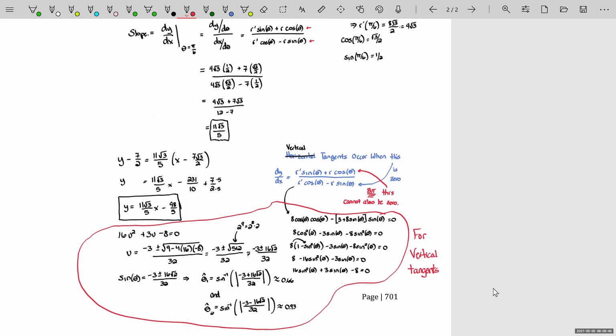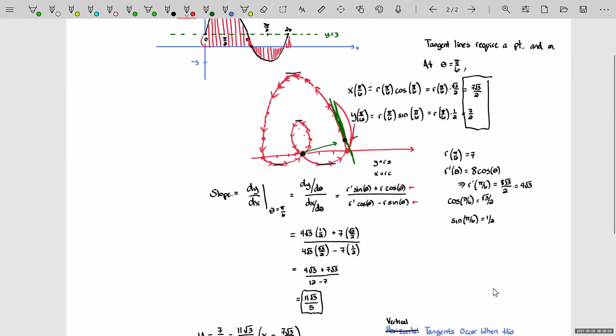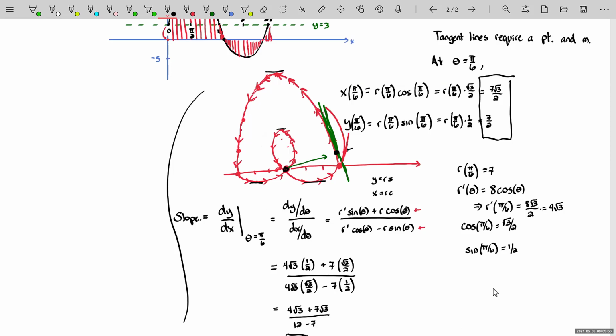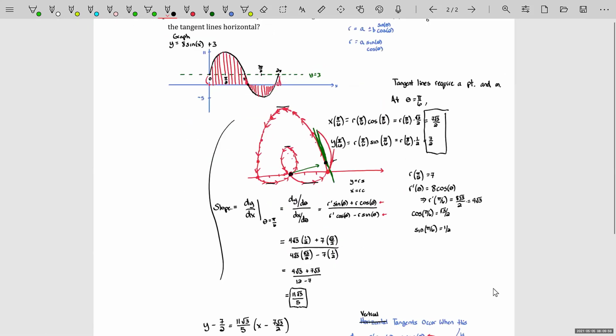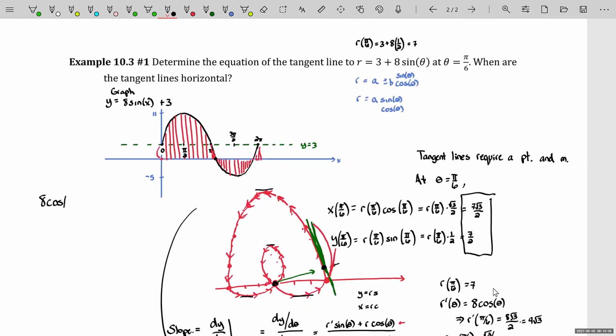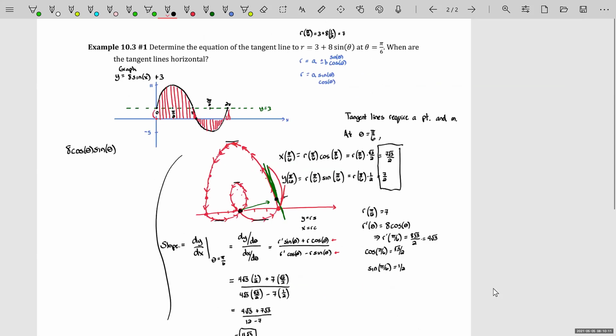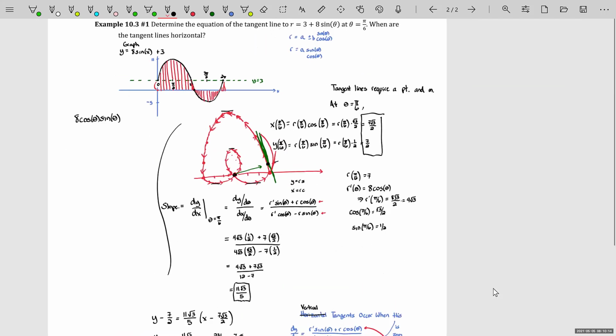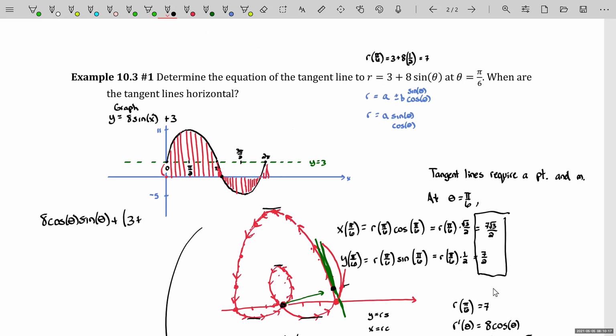But the horizontal tangents are actually a lot easier in this case. The horizontal tangents, let that numerator be 0: r prime sine theta plus r cosine of theta, r prime being 8 cosine of theta sine of theta, plus r cosine of theta, r being 3 plus 8 sine theta, and then we're going to multiply that by the cos of theta, sorry. And we want to set that equal to 0.